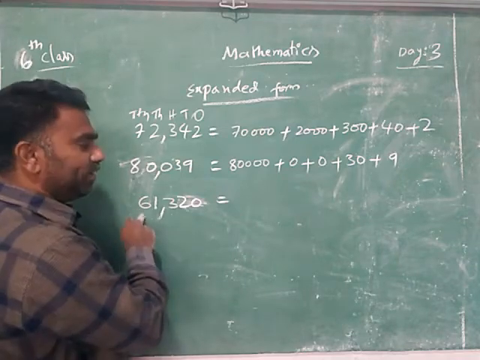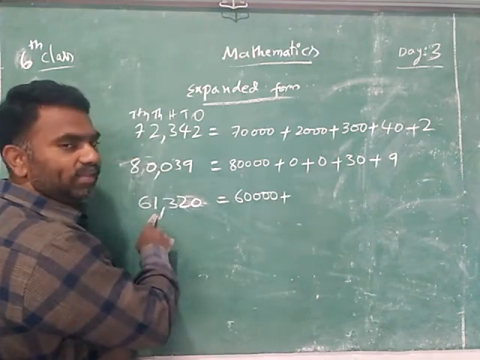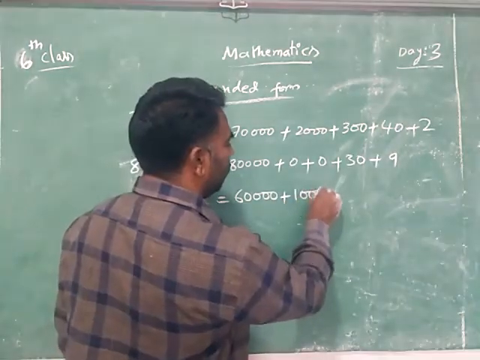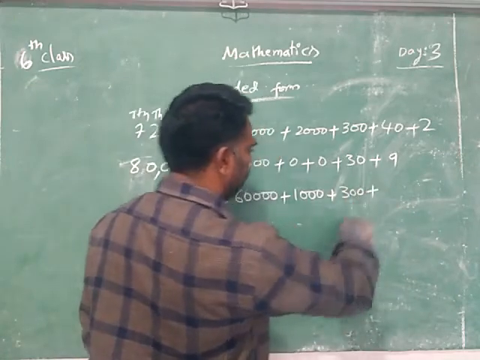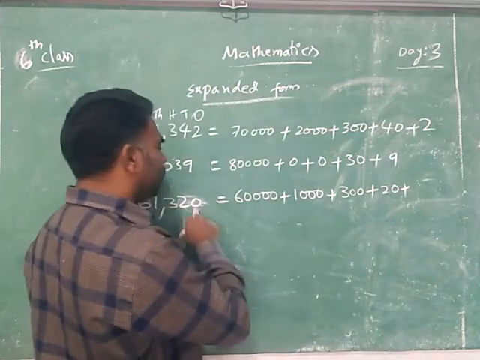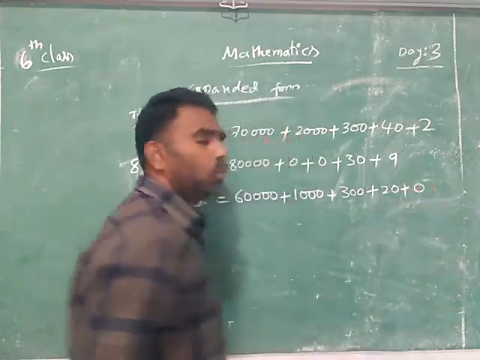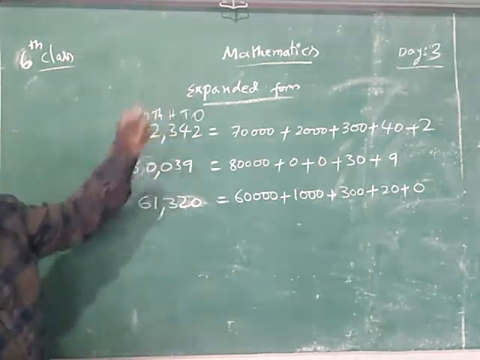61,320. 6 is in 10,000s place, means 60,000. 1 is in thousands place, 1,000. 3 is in hundreds place, 300. 2 is in tens place, 20. 0 is in ones place, 0. This is the system to write the expanded form.